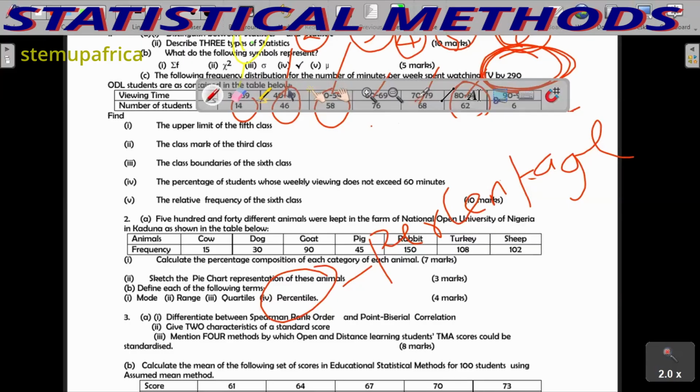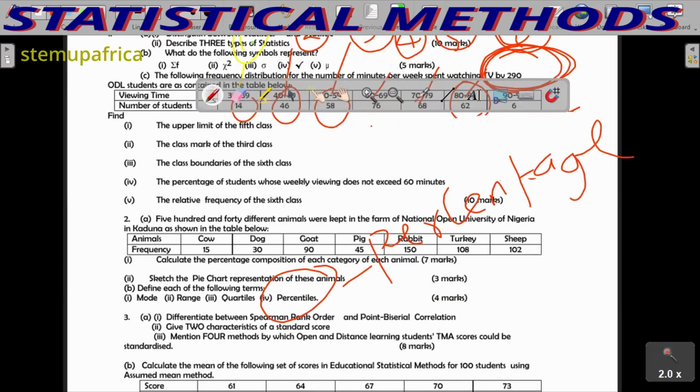Then the next one says, give two characteristics of a standard score. Like I said, you can look them up. All these things are there. There are many definitions. Mention four methods by which open and distance learning TMA scores can be standardized.